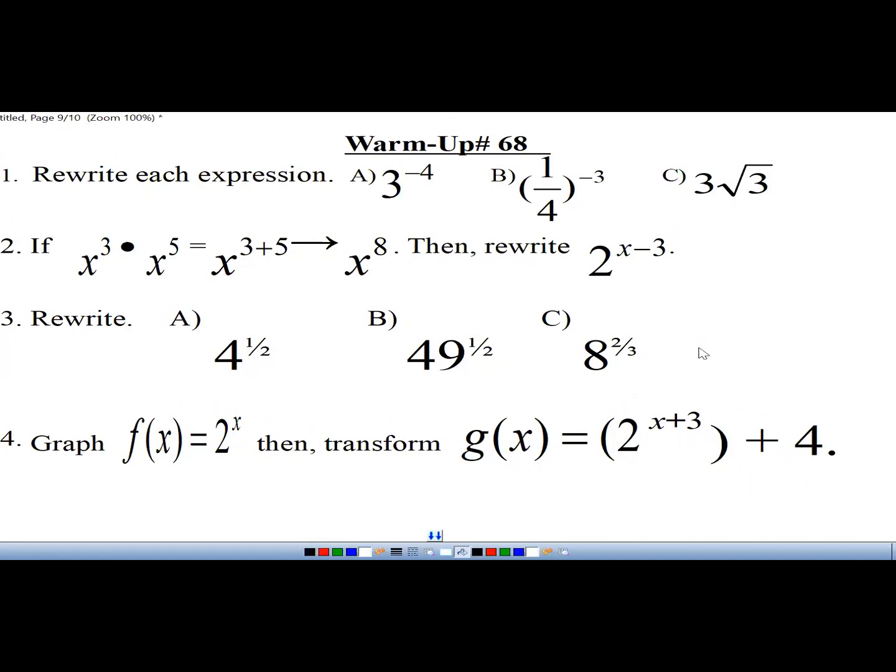So I'll give you some time for that. We don't have a lot of time. I'm going to give you a couple more minutes and we'll get started. Copy and go. All right, here we go.